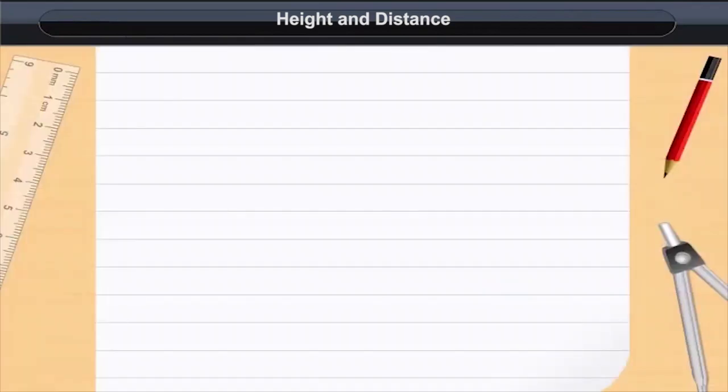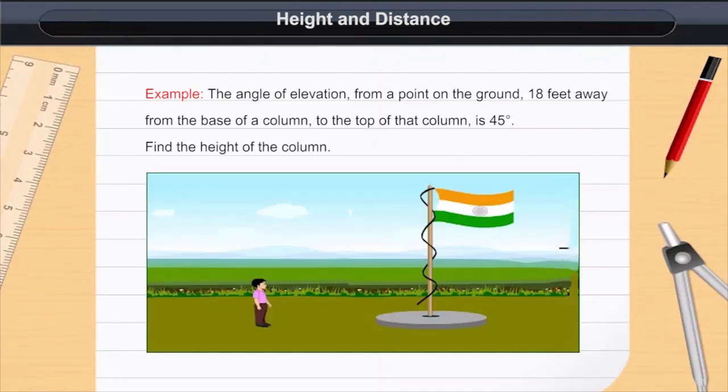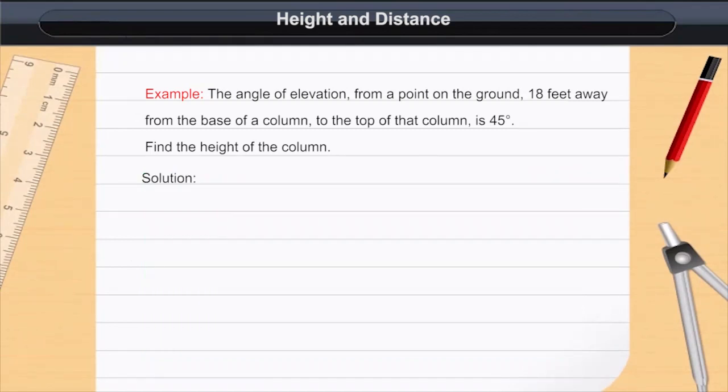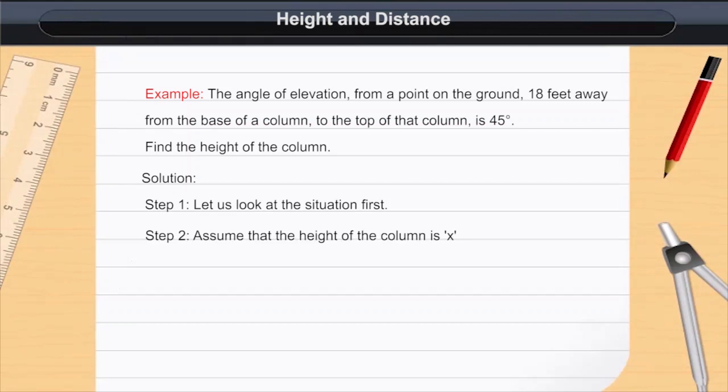Let us understand this through an example. Example: the angle of elevation from a point on the ground 18 feet away from the base of a column to the top of that column is 45 degrees. Find the height of the column. Let us solve this step by step. Step 1. Let us look at the situation first. Step 2. Assume that the height of the column is x.